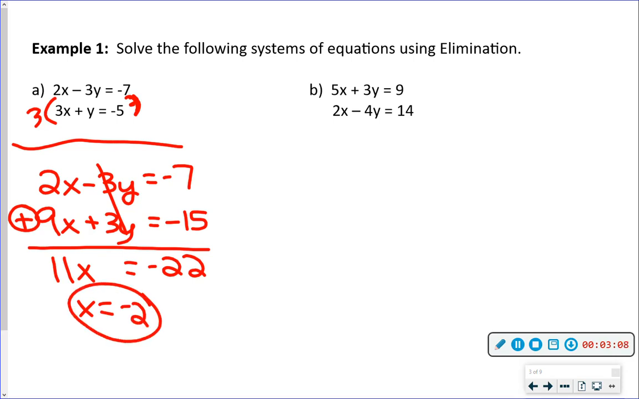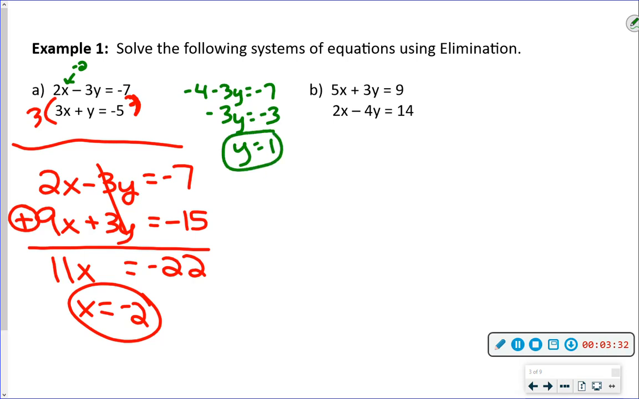Now, we need y, of course. Pick any equation up there that you want. I'm going to pick the very top original one just because I have room to write by it. If I put negative 2 in there for x, I'm going to have 2 times negative 2. And then I'm just going to finish solving that for y. I'm going to add 4 over. And of course, y is 1.